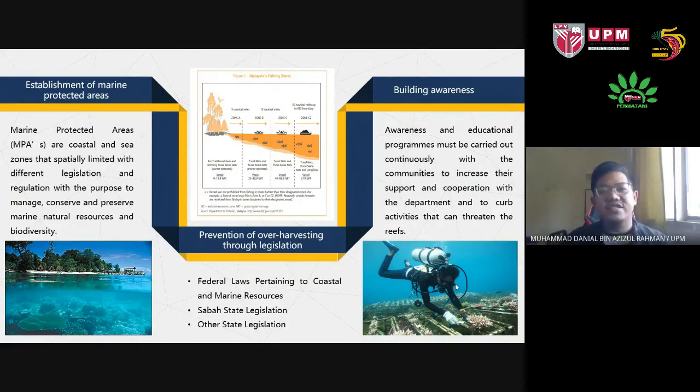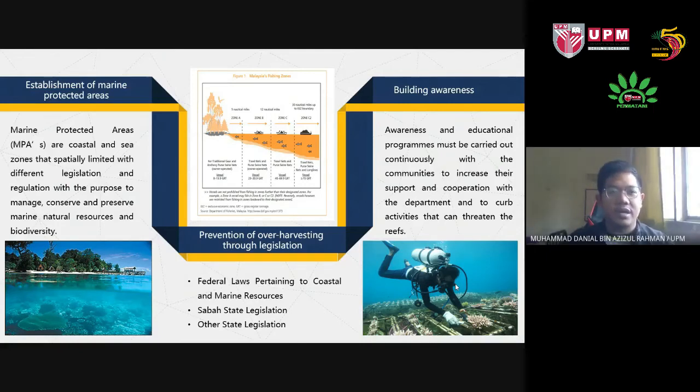The second is through prevention of overharvesting through legislation. There are laws such as federal laws pertaining to coastal and marine resources, Sabah state legislation, and other state legislation that can help preserve the safety of the aquatic ecosystem. But this can't be done alone, because awareness and educational programs must be carried out continuously with the communities to increase their support and cooperation with the Department of Fishery or any department to curb any illegal activity that can threaten the reef and also the coral itself.